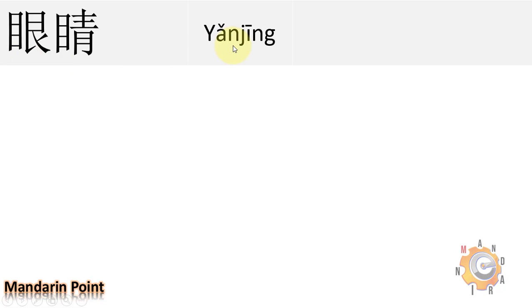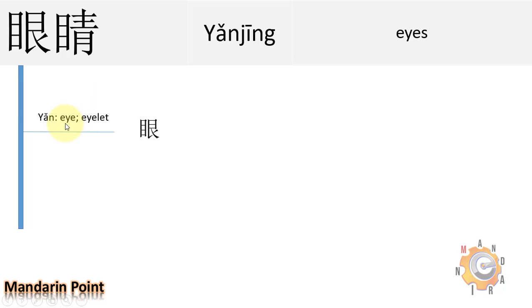眼睛. Eyes. Let's simplify this one. On the left side and on the right side. The left side is yan, which means eye or eyelet, and the right character is jing, which means eyeball. So both of these characters portray the meaning of eyes. Let's divide this character further. On the left side, on the right side. The left side is mu, which means eye, and the right one is gun, which means tough.